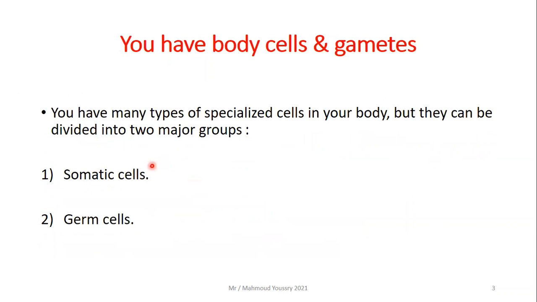So let's start. You have body cells and gametes. You have many types of specialized cells in your body. Yes, the brain cells, the heart cells, even your muscle cells, also the skin cells. These are some of the many different types of cells that you have in your body. But they can be divided into two major groups. Number one, somatic cells, and number two, germ cells.